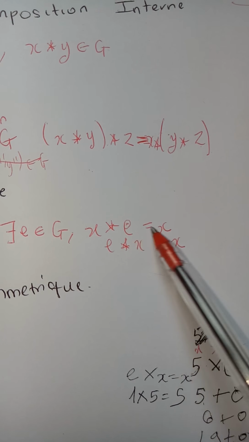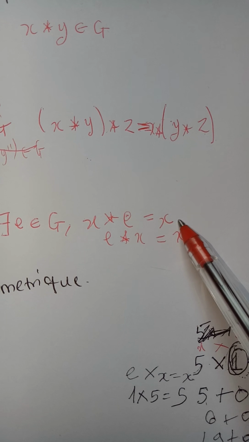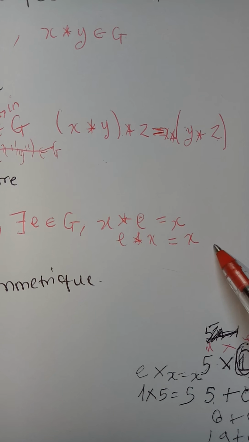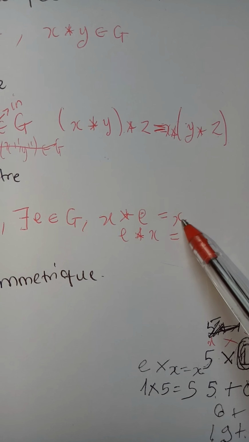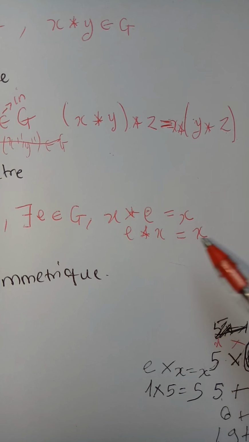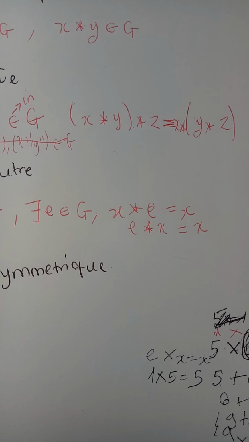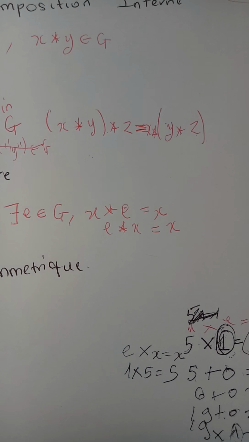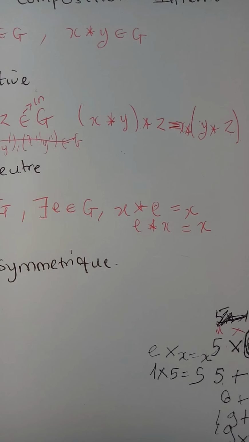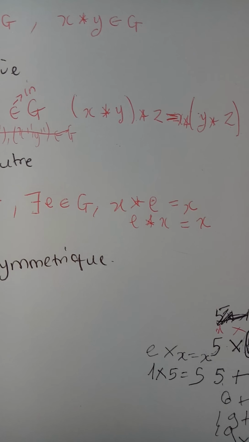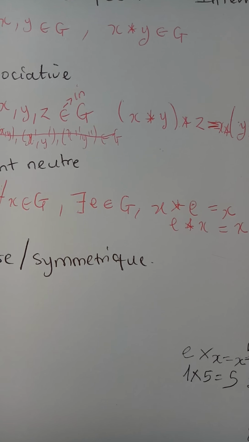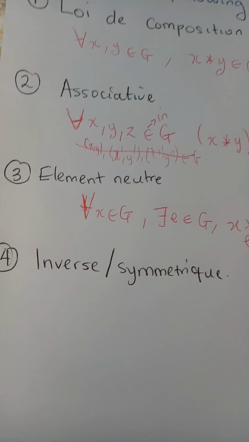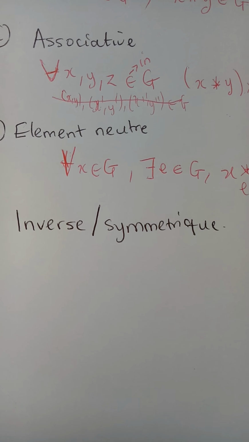And if I find my element neutre in the right side, it has to be equal to the element neutre in the left side. The two have to verify themselves. If the element neutre here is different from the one that is here, then it doesn't have an element neutre, because it has to be unique. If the element neutre exists, it has to be unique, both à gauche et à droite, that is both in the left side and in the right side. So that's for element neutre. Finally, we have for inverse or symmetric.